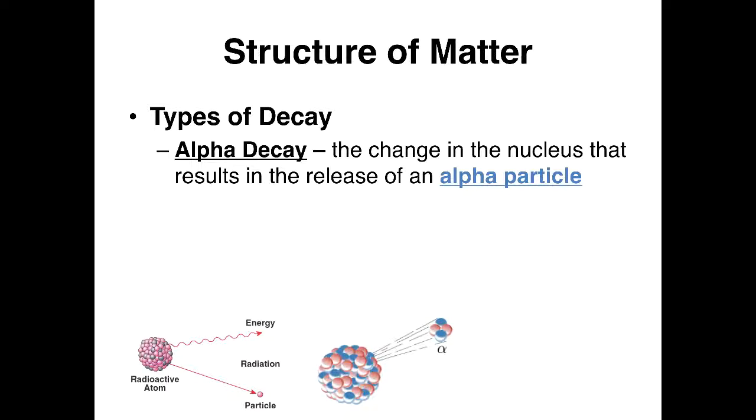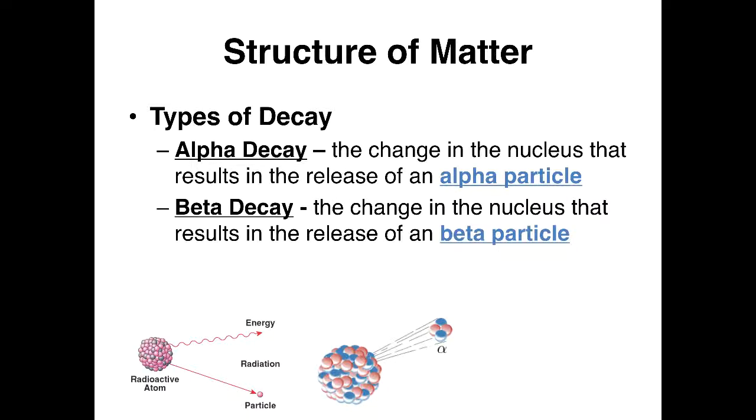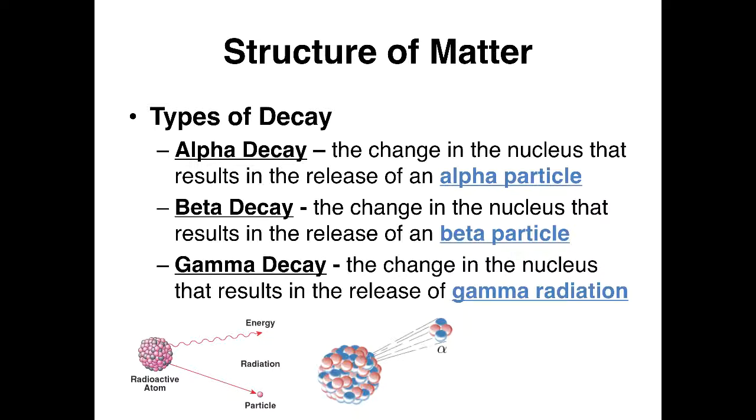So this is an example of that. This nucleus has undergone alpha decay, and it spits out one particle that has 2 protons and 2 neutrons. Notice there are no electrons, just 2 protons and 2 neutrons. That's called alpha decay. Beta decay occurs when the nucleus changes such that there's a release of a beta particle, and a beta particle is simply an electron. And then gamma decay occurs when the nucleus changes, and the only thing that happens is energy is released. There's no actual particle that comes out.